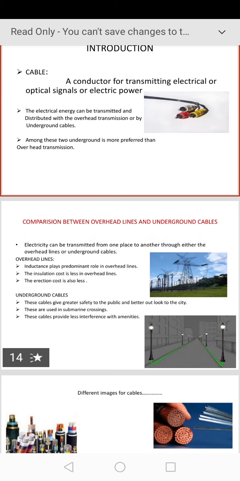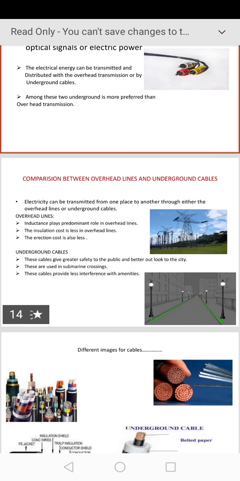Next, the comparison between overhead lines and underground cables. Electricity can be transmitted from one place to another, either by overhead lines or underground cables. Overhead lines: inductance plays a predominant role in overhead lines. The installation cost is less. In overhead lines, the erection cost is less.